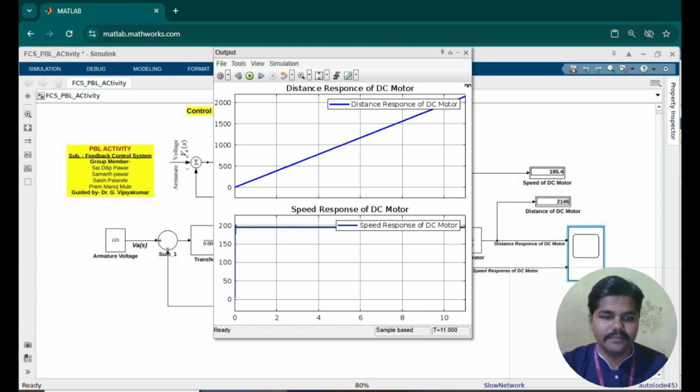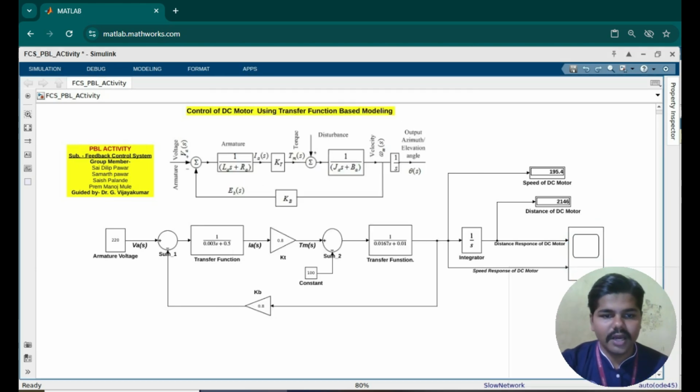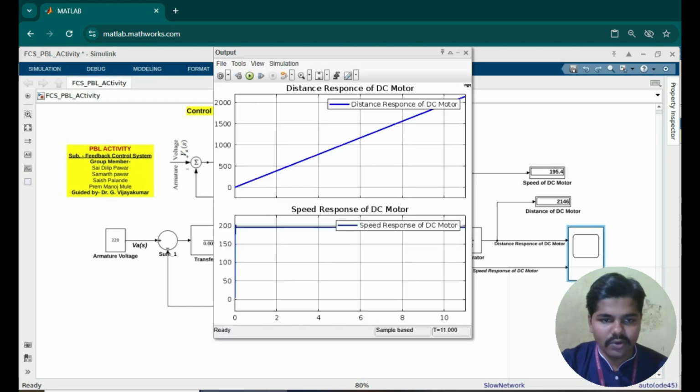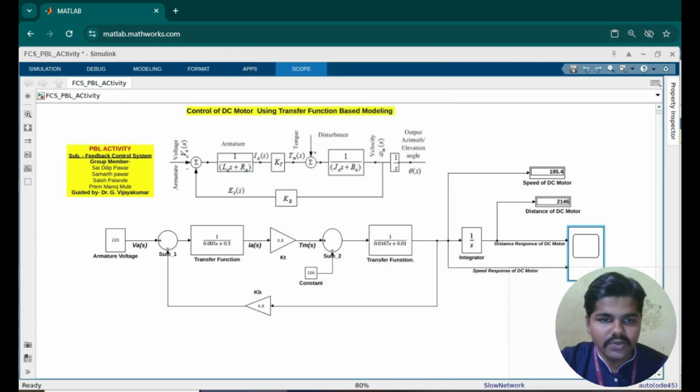In the simulation, after the integrator we get the value which is also called the distance response. We get 2146 as the distance of the DC motor, and in the graph also, the graph goes beyond 2000, so it is verified. So this is all about our simulation. Thank you.